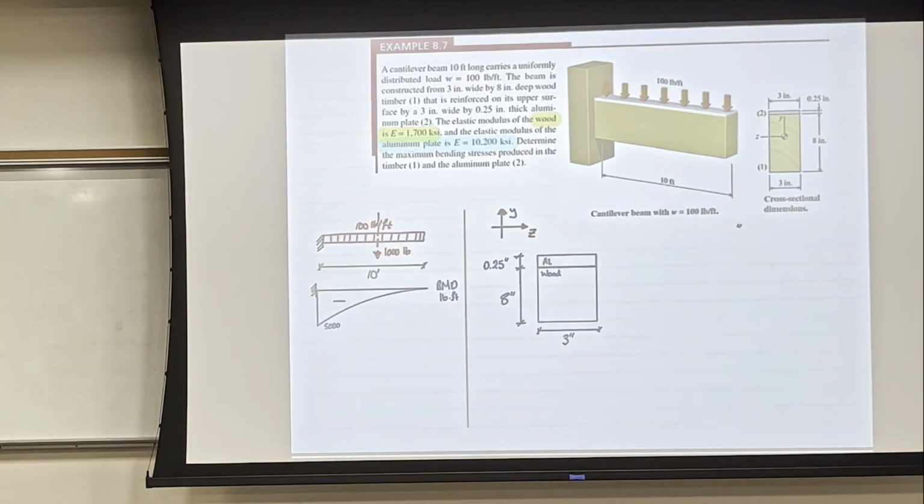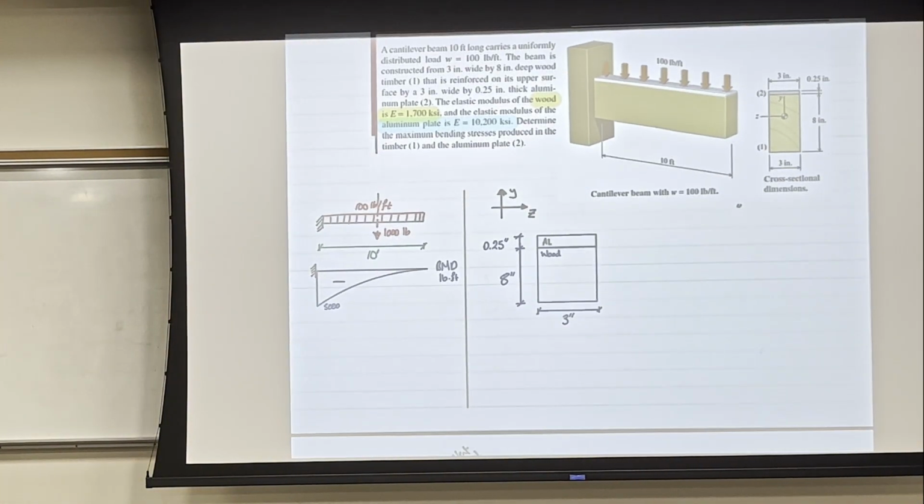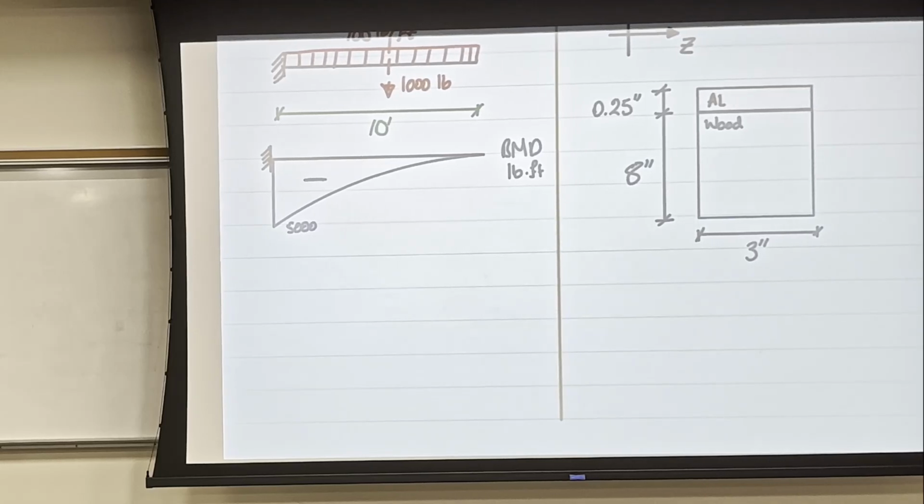So now let's start with the steps. I want to calculate the modular ratio, which is n = E strong, which here is aluminum, over E weak, which is the wood. Now I have 10,200 over 1,700, and I'm getting 6 as the modular ratio.